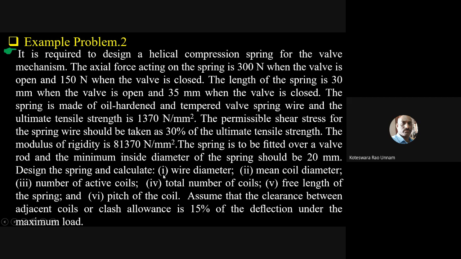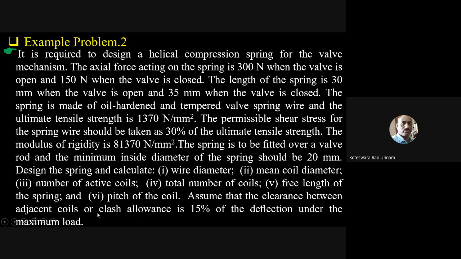Design the spring and calculate the same thing we discussed in the previous problem: wire diameter, mean coil diameter, number of active coils, total number of coils, free length of the spring, and pitch of the spring. Same 6 parameters. Assume that the clearance between extreme coils, or clash allowance, is 15% of the deflection under the maximum load.